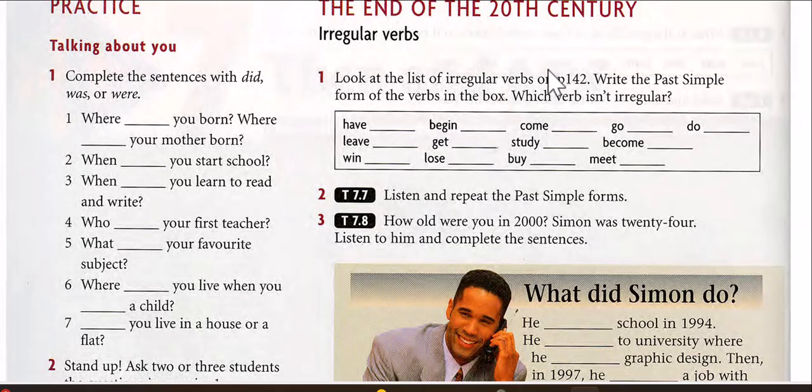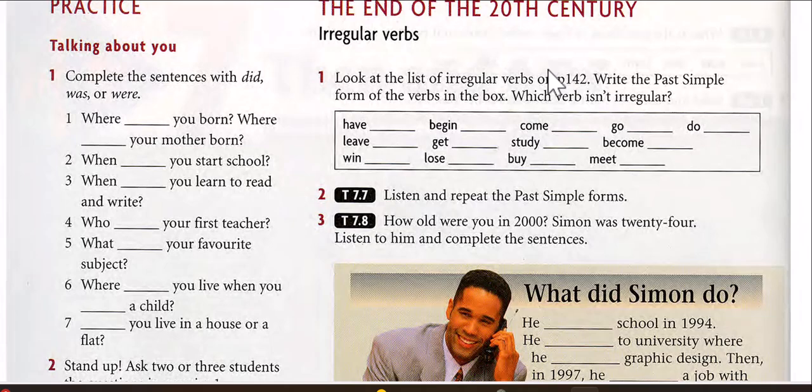In the previous video, Video 1, we discussed past simple regular verbs. Now we are going to see past simple irregular verbs. Look at the exercise. Here in the box, they have given some verbs. You need to change these verbs into past form.